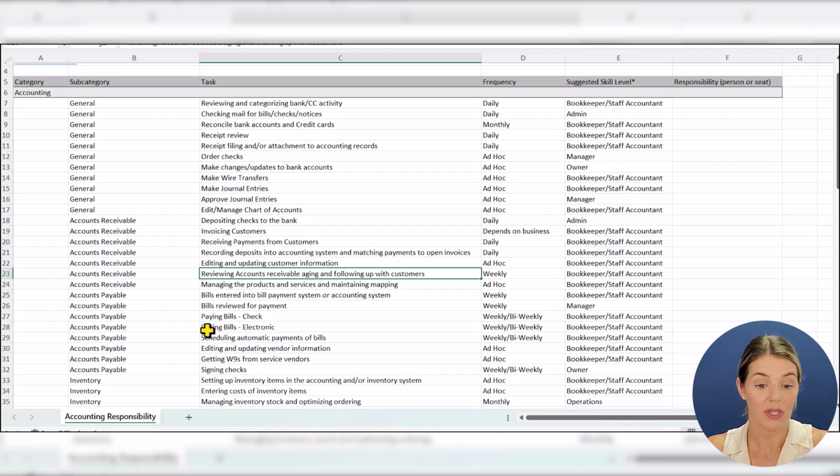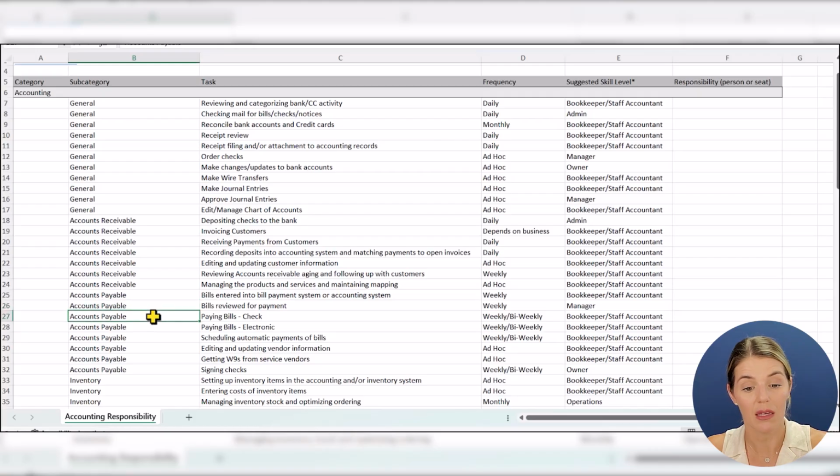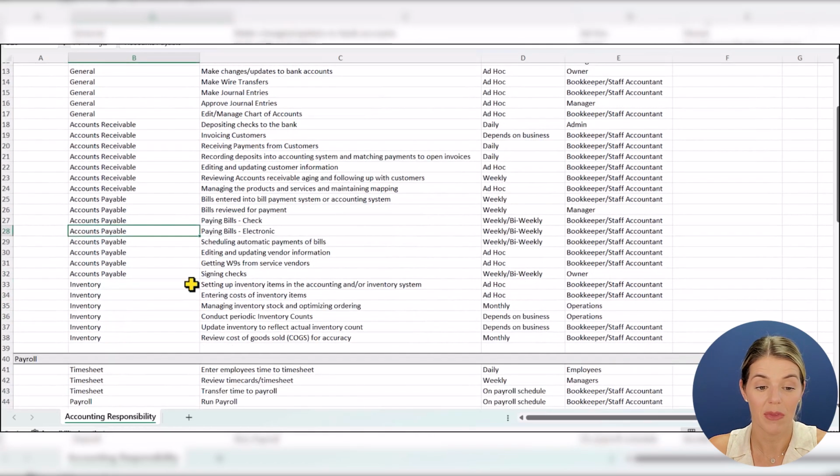I have some things in here for accounts payable, things like bill pay, reviewing for payment, and then paying bills by check, paying bills by electronic, maybe ACH. And then again, recommended frequencies here. I have a few things for inventory on here as well.